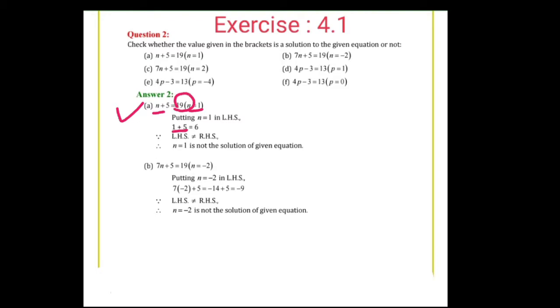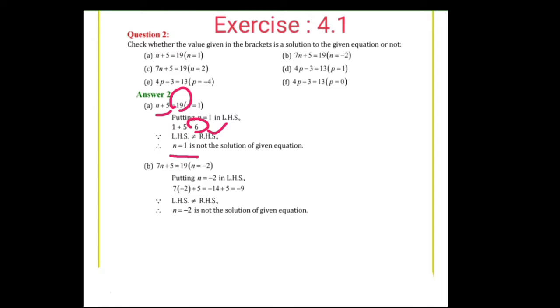So LHS and RHS are not equal, because if we put the value in this equation, its answer becomes 6, and here it is already given as 19. So LHS and RHS are not equal. That's why n equals 1 is not the solution of the given equation.